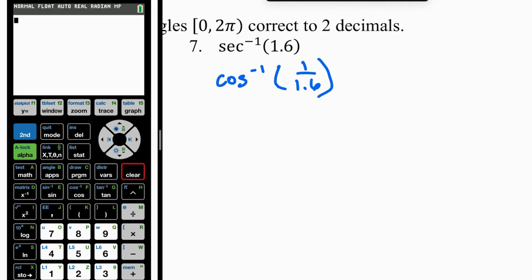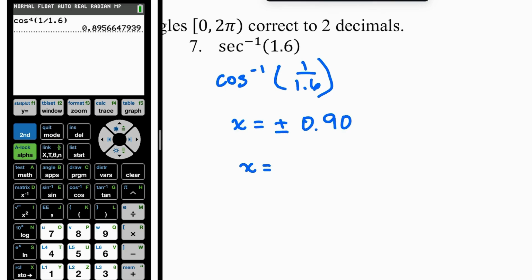If you have an error, it's probably because your fraction's in the wrong spot. So just like the last problem that we just did, if I plug in cosine inverse of 1 over 1.6, I end up getting an angle measure. And we need to do the positive and negative version of that because we're talking about cosine. Rounding to 2 decimal places, 0.9.